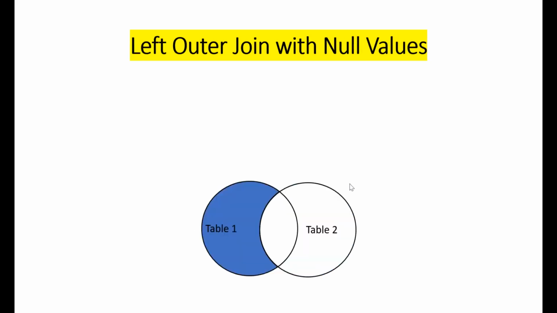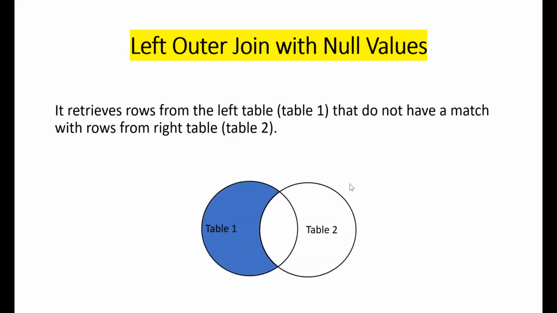Same thing for the left outer join with null values. So it retrieves rows from the left table, which is table 1, that do not have a match with rows from the right table, which is table 2. And same thing, we are going to understand that better when we go to the hands-on.